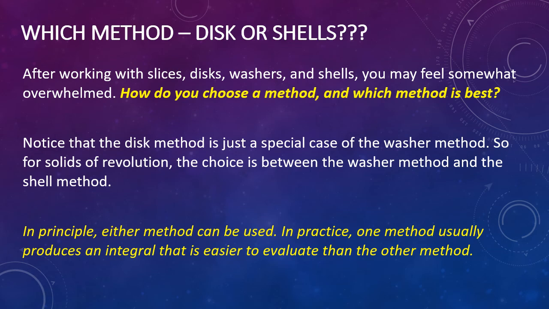So this leads us to a question about which method do we use. After working with slices, discs, washers, and shells, you might feel a little bit overwhelmed about how do I choose a method and which method is best. But first notice that the disc method is just a special case of the washer method. So when we're doing solids of revolution, the choice is between the washer method and the shell method. Okay? In principle, you can use either method, but in practice, usually one method will produce an easier integration. And so that's what we're shooting for, is to figure out which method will give us a formula that's easier to integrate.